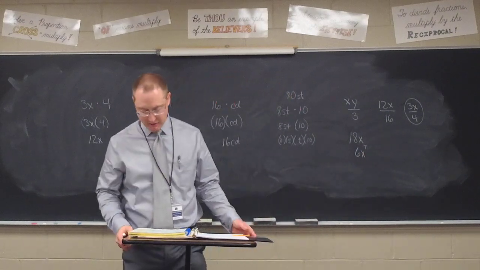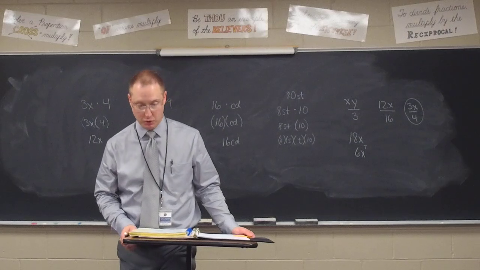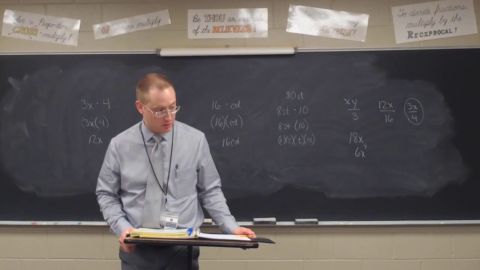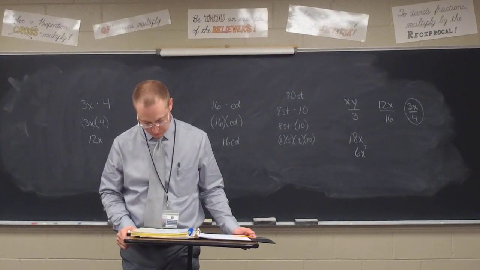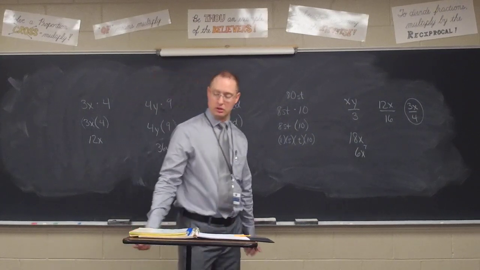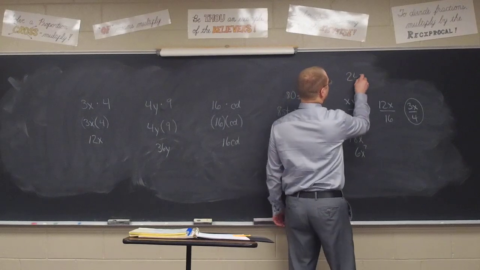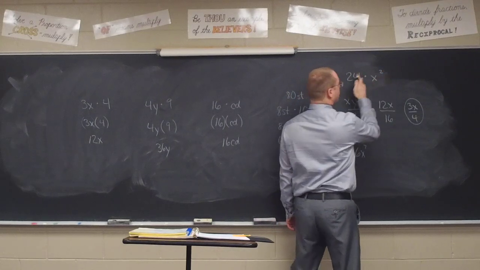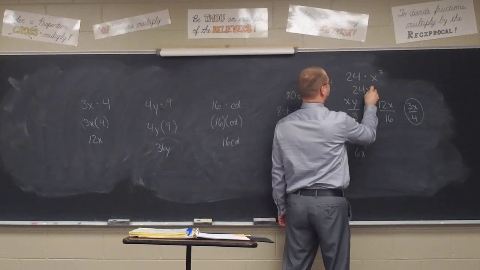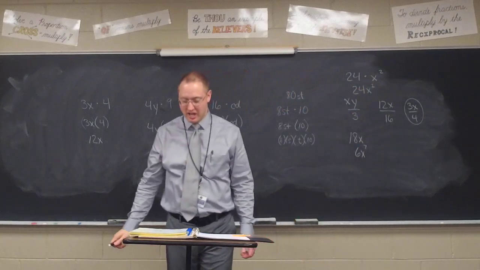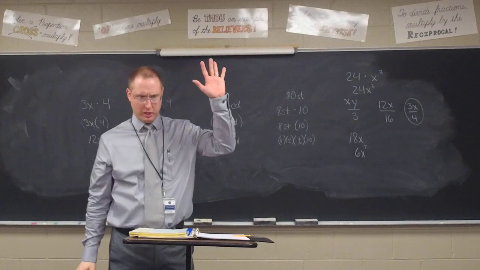What about number 11? What do you suppose we'd simplify that to, Griffin? 24 times x squared. All right, you're not wrong when you say 24 times x squared, but what's the best way to leave it? 24x squared. Good. Run it all together. 24x squared. Do y'all kind of get a feel for what you should be doing here?